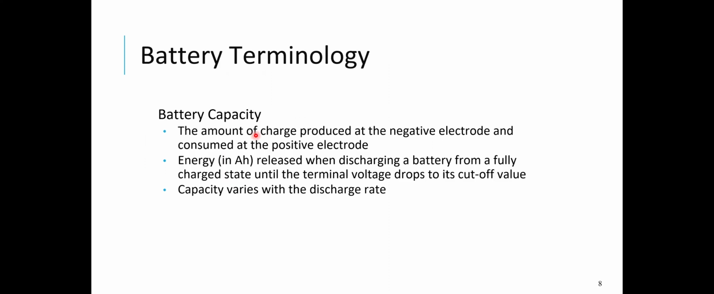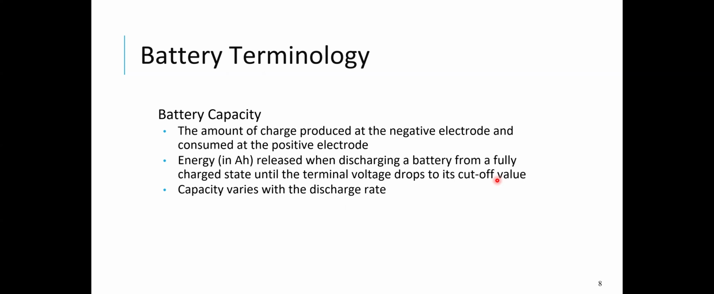All right, what's the first one? Battery capacity. The definition is the amount of charge produced at the negative electrode and consumed at the positive electrode as the battery is being discharged. Energy, which we typically measure in amp hours, released when discharging a battery from a fully charged state until the terminal voltage of the battery drops to its cutoff value. And this cutoff value is determined by the chemistry of the battery. We define that voltage at a value that ensures that the battery doesn't get damaged.